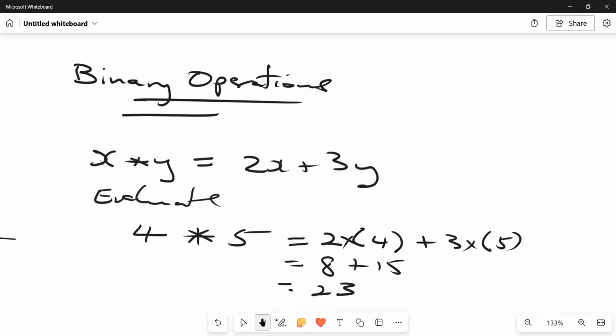Follow this one? So if the binary between X and Y is defined by 2X plus 3Y, and X is 4 and Y is 5, you simply put 4 in the place of X and 5 in the place of Y. Over here, right?